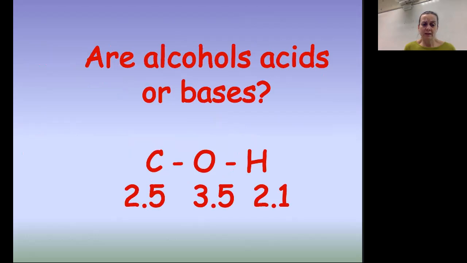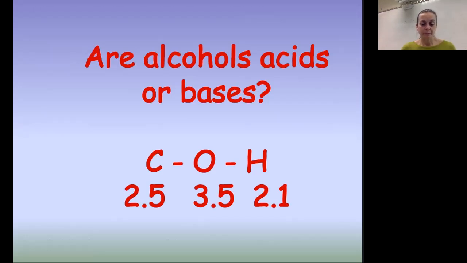Truth is, this difference between 2.5 and 3.5 and the difference between 3.5 and 2.1 means that they're not very effective at either. Most of the time, alcohols don't behave as acids or bases. They will occasionally act as acids. They are very, very weak acids, with Kas in the range of 10 to the negative 15th to 10 to the negative 20th. So really, really, really tiny Kas. So they are effectively not really acidic or basic.